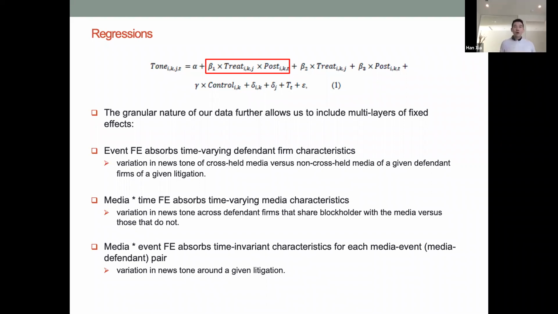So we are aware that there might be some other time varying characteristics that cannot be captured by these fixed effects. For example, people may say that the cross-held median may happen to be less responsive in general. That characteristic will not be captured by the fixed effect. So we will come back to that and provide more tests. Okay.